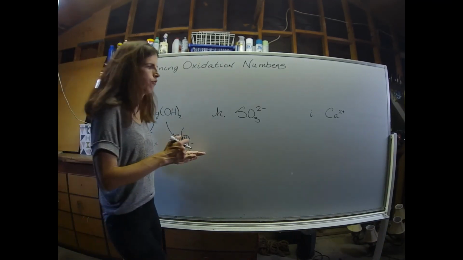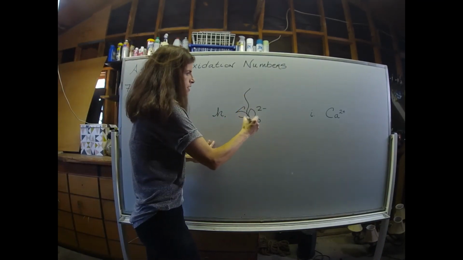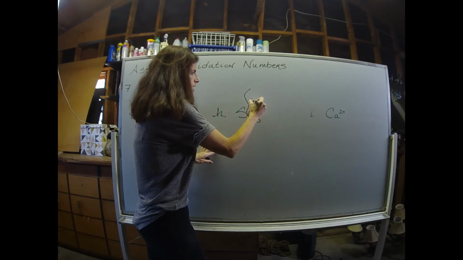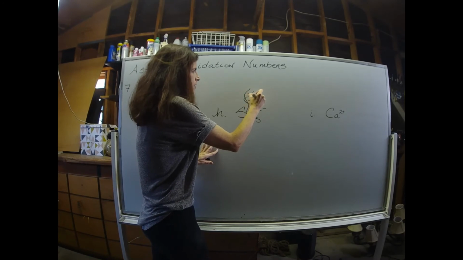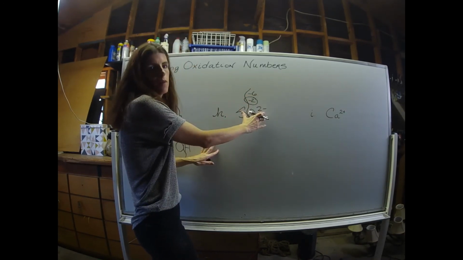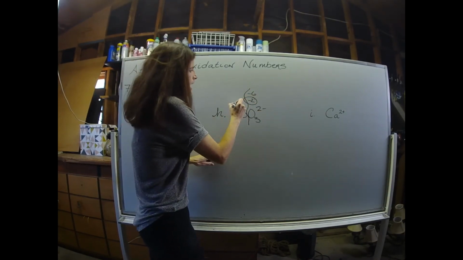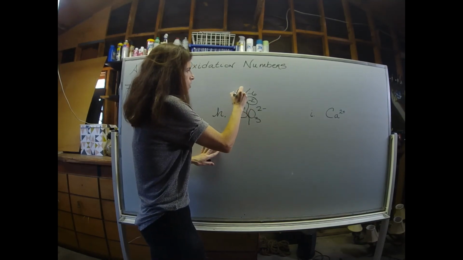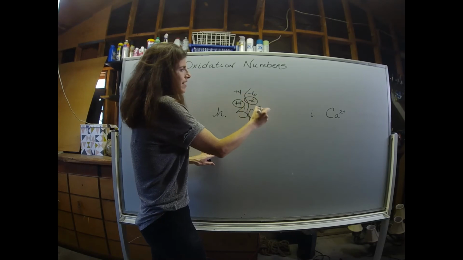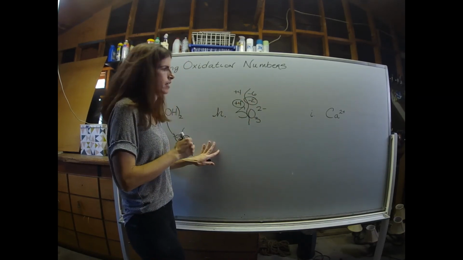Next we have sulfite. So let's just split it into 2 pieces. -2 on my oxygen. -2 times 3 is -6. It has to add up to a -2. So I'm going to have to do a +4 on my sulfur. +4 minus 6 gives me the -2 that I need.